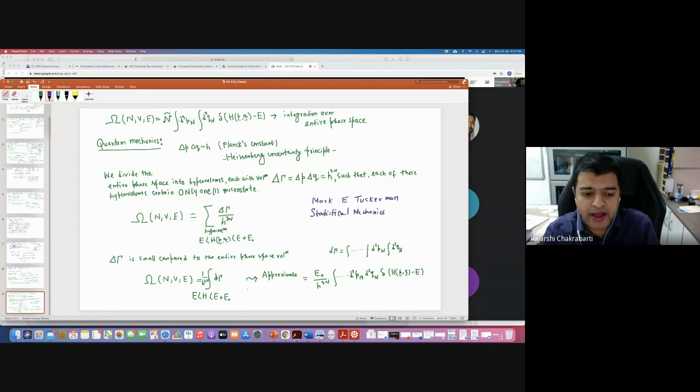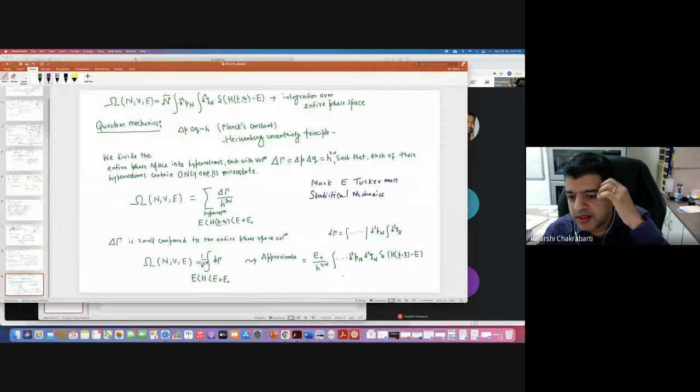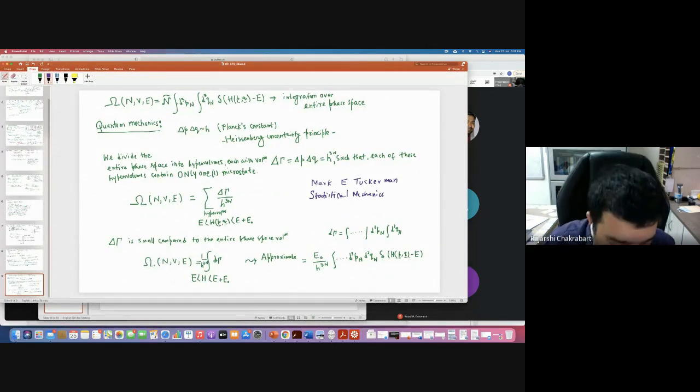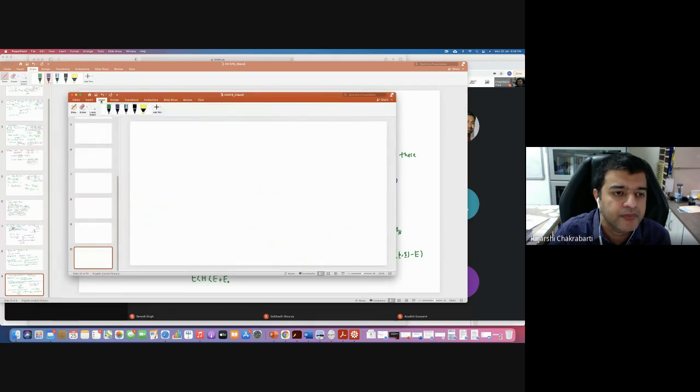So your omega is given by something like the thickness E naught divided by h to the power of 3n, times the integration of this delta function, which represents your 6n minus 1 dimensional hypersurface. So we'll start from here today. But we will see that this is not enough.